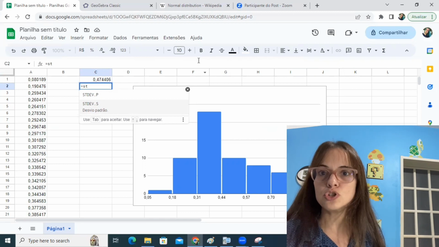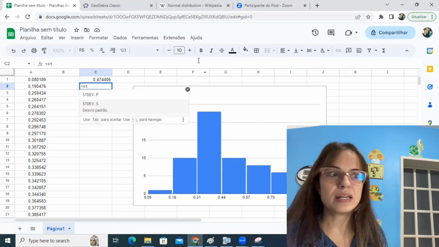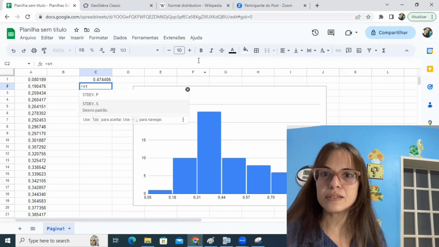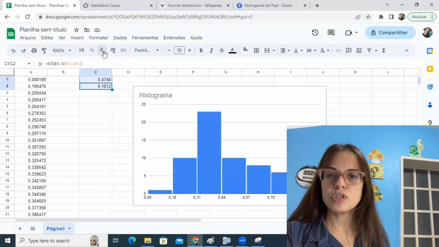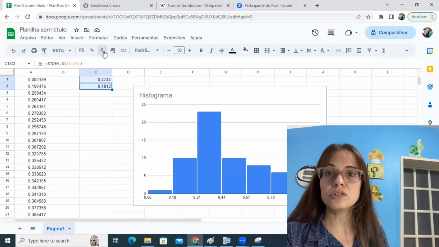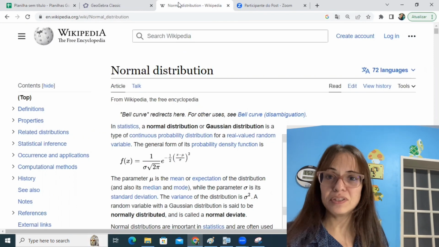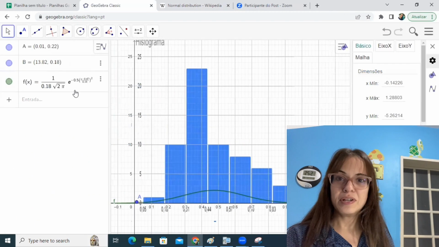That's the second one that you want, right? And in Google Sheets, that is the .s. So there you go. Here are the numbers that I'm going to use for mean and standard deviation. Again, this is the formula that I want to type into GeoGebra. And there it is. I have typed it.